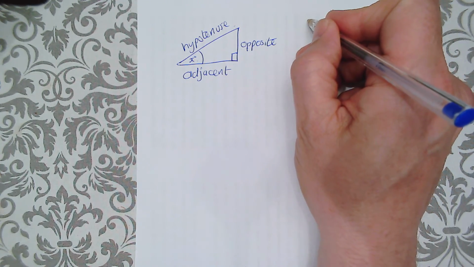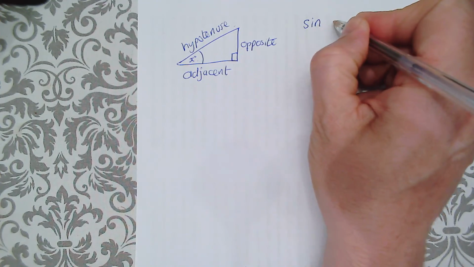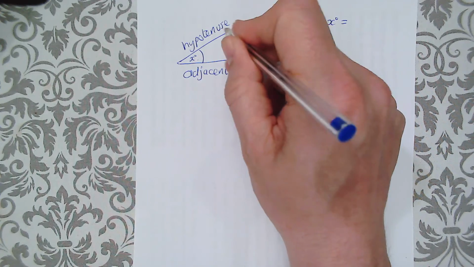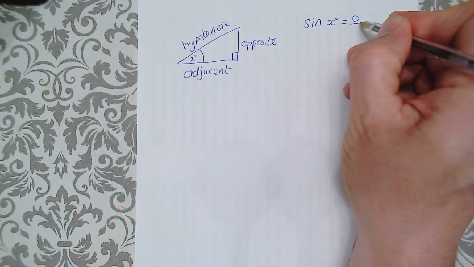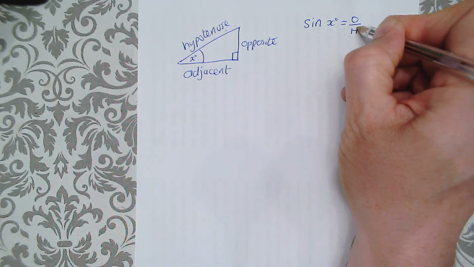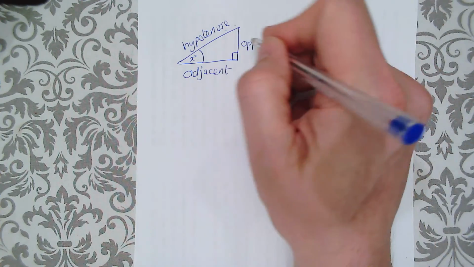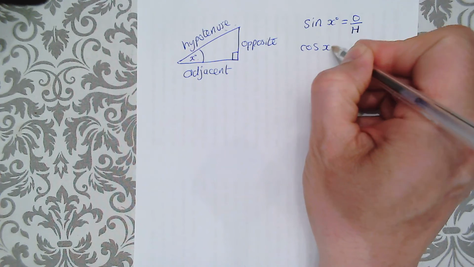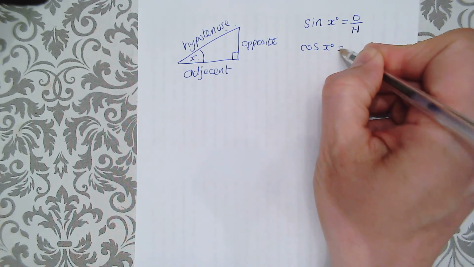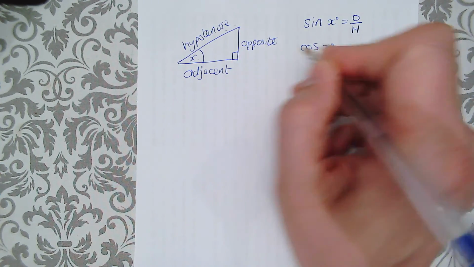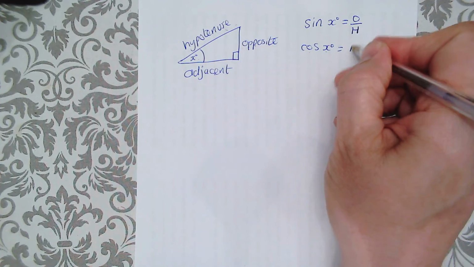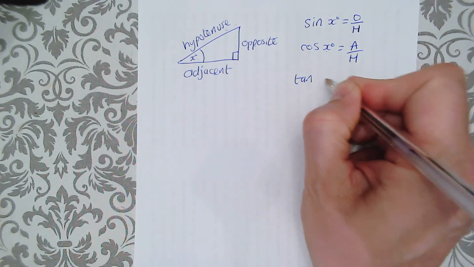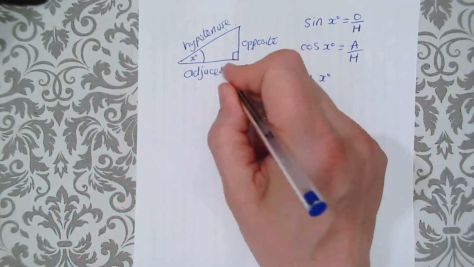Now, the rules are this. We have something called sine. Sine of the angle equals the opposite over the hypotenuse. Now, bear with me here. Call it O over H. It's all going to seem a little bit funny at the moment, but we will get there. Cos of the angle is the adjacent over the hypotenuse, and tan of the angle is the opposite over the adjacent.